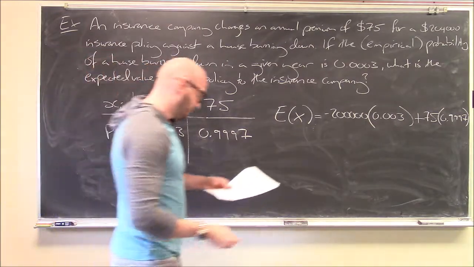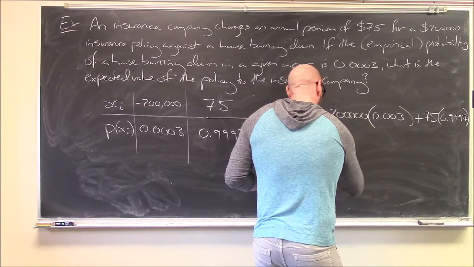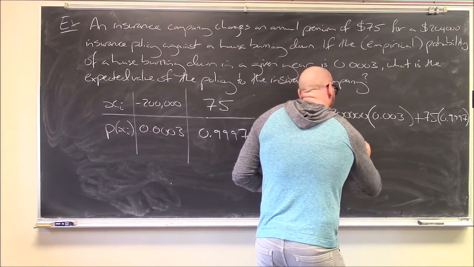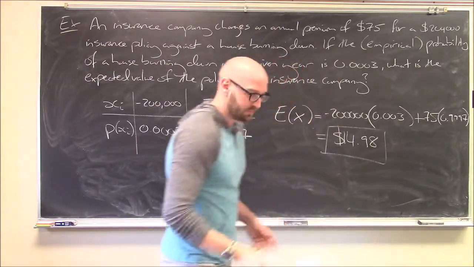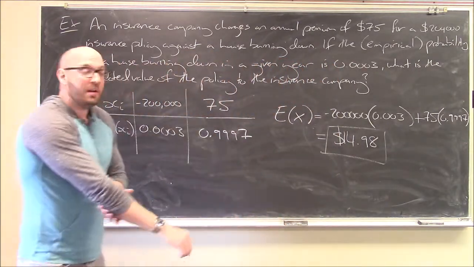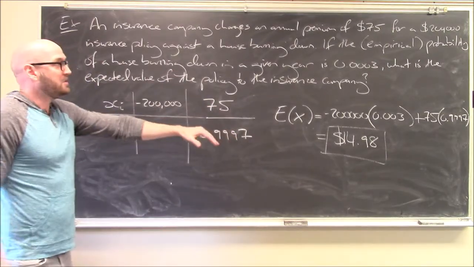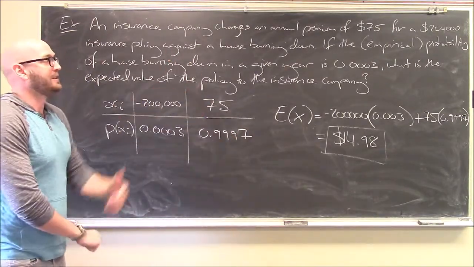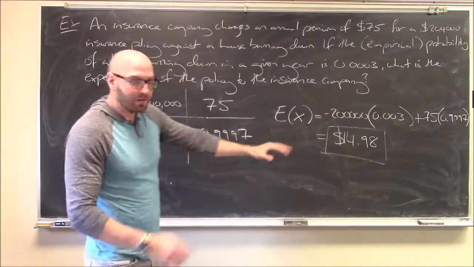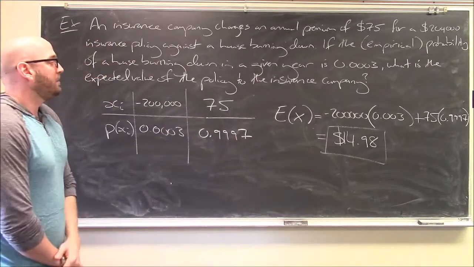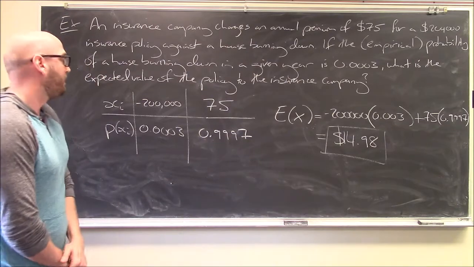So simplifying this, I plug this into a calculator. I got $14.98. Which makes sense. If the expected value is negative, this insurance company would be losing money and they'd need to readjust their pricing here. So obviously they want a positive expected value per insurance policy. And it's close to $15, so a small profit per insurance policy.